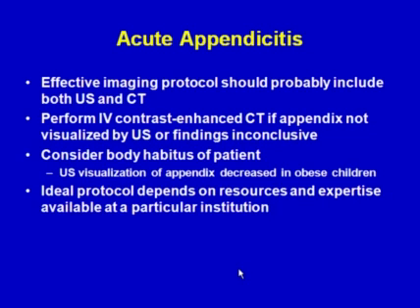The bottom line is that an effective imaging protocol should probably include both ultrasound and CT. Certainly at my institution, we will perform an IV contrast-enhanced CT if the appendix is not visualized by ultrasound or the findings are inconclusive, if there is a high clinical concern for acute appendicitis. It's also important to consider the body habitus of the patient when deciding whether to initially perform an ultrasound or to go straight to a CT scan.